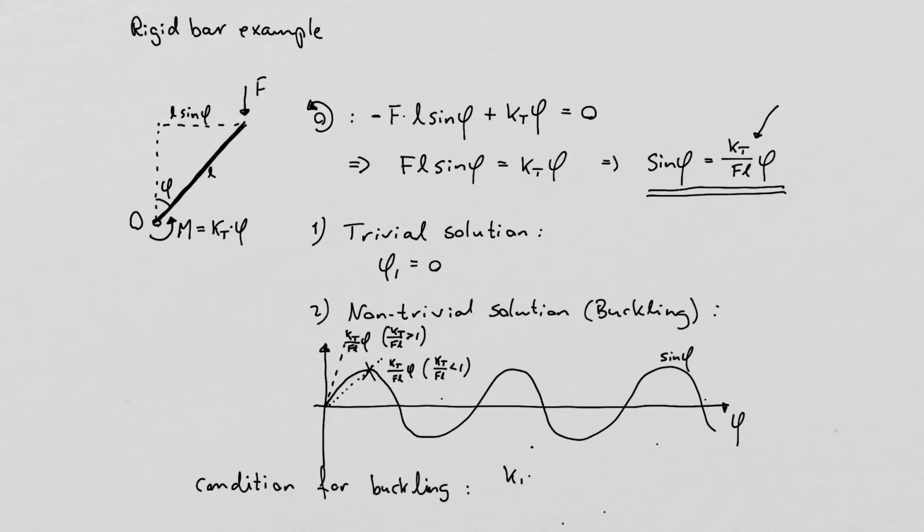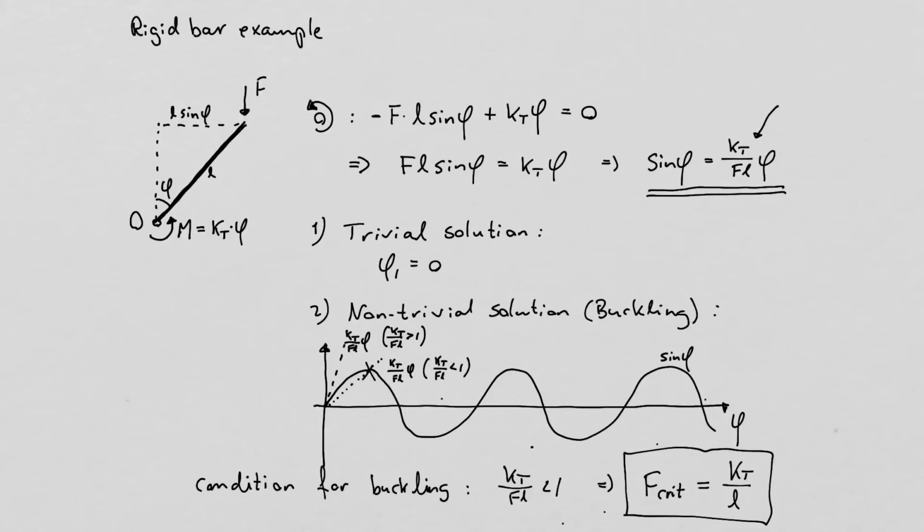So the condition for buckling is that kt divided by FL should be less than 1, or expressed in terms of the force, which then becomes the critical force. So the conclusion in this example is that if our force is less than the critical value that we just computed, then we will have the rod in its upright position, and that will be the solution to our problem.